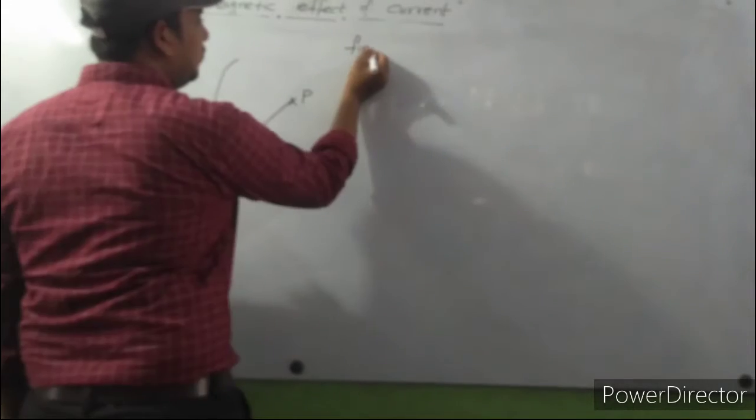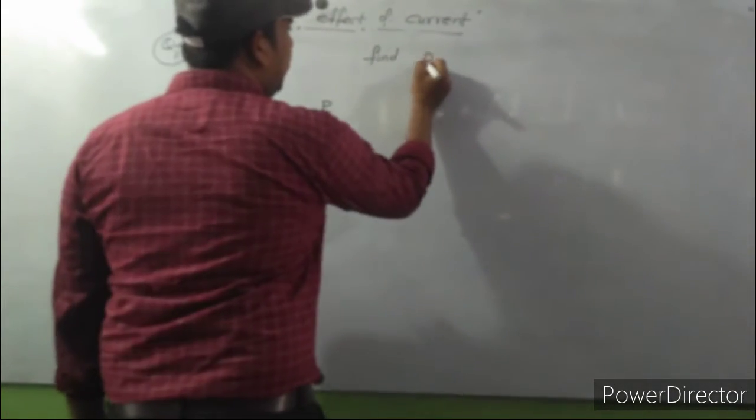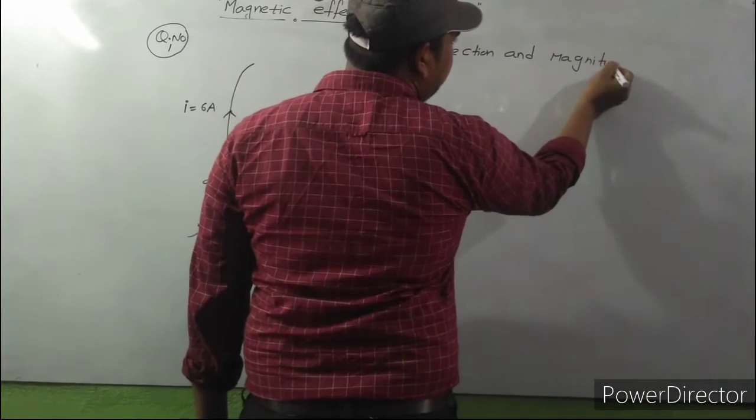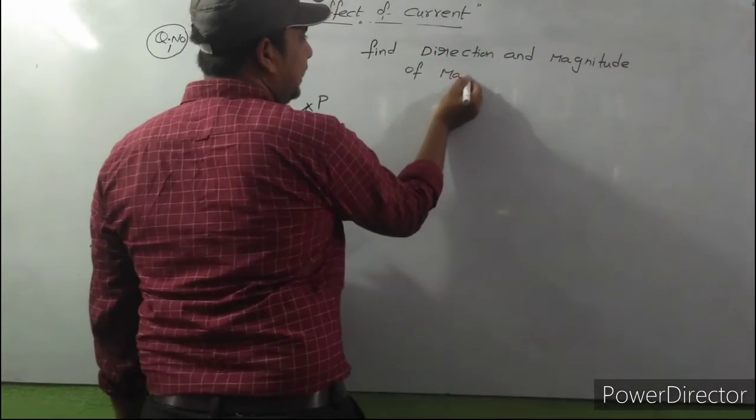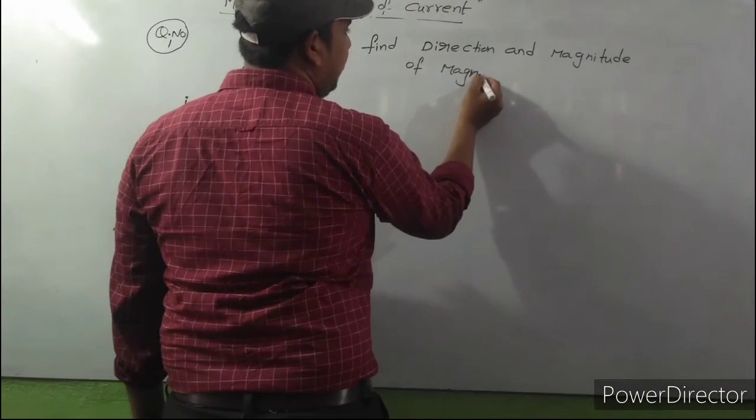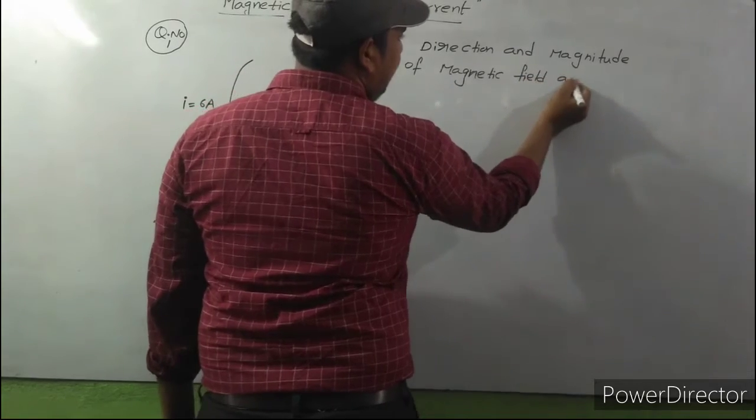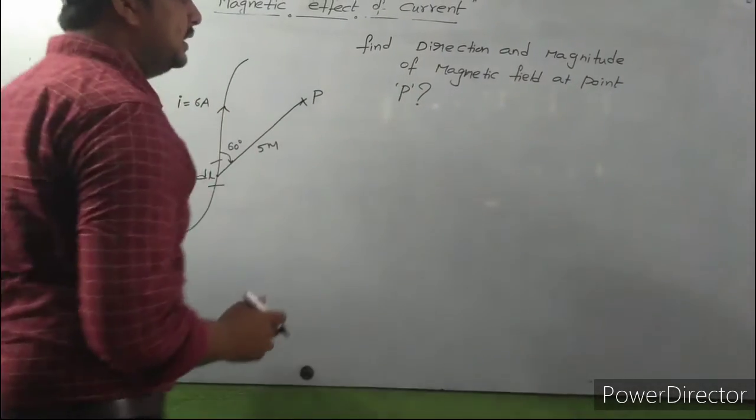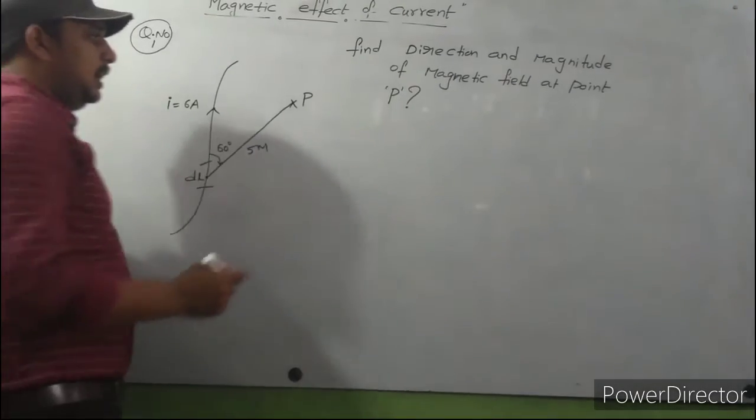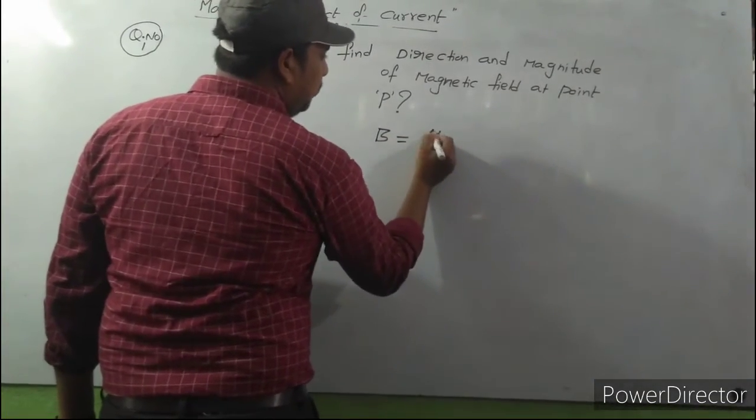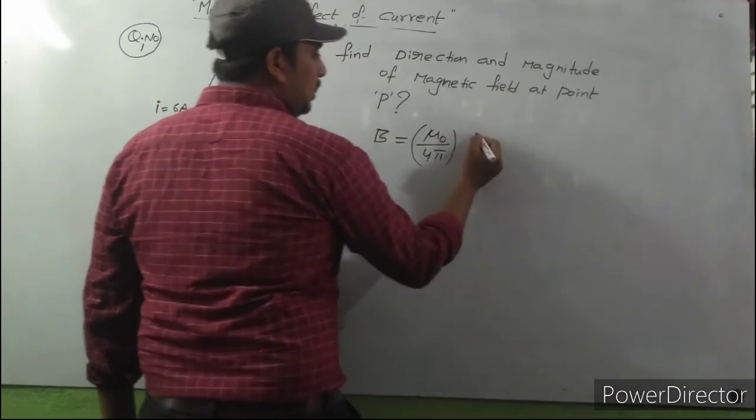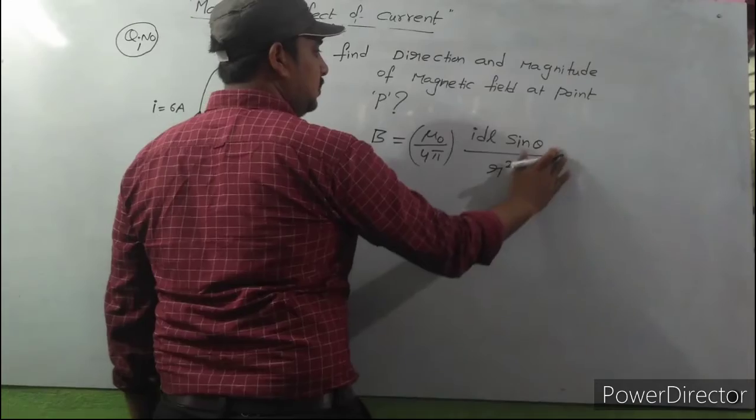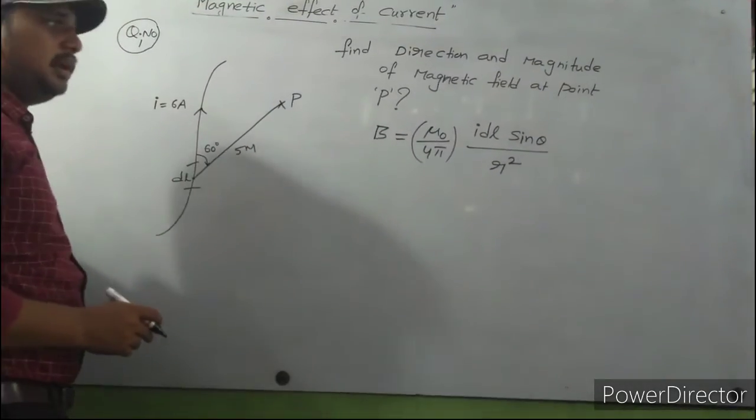Find the direction and magnitude of magnetic field at point P. Find direction and magnitude of magnetic field at point P. Magnetic field B is equal to mu naught by 4 pi into I dl sin theta by R square. Mu naught by 4 pi into I dl sin theta by R square.